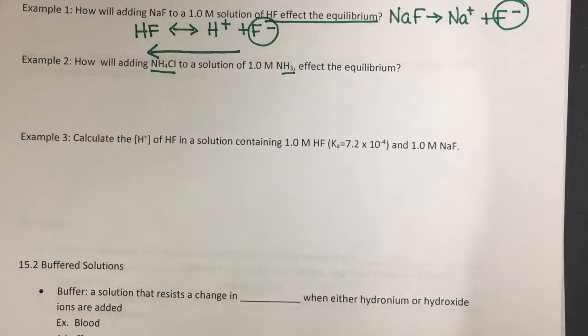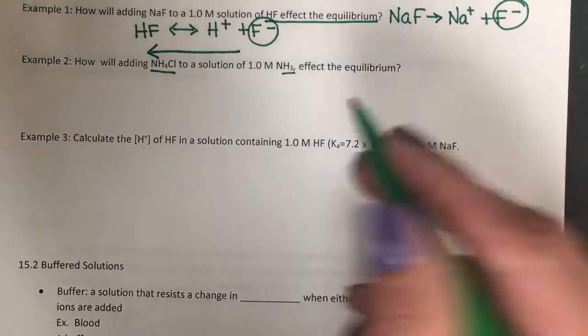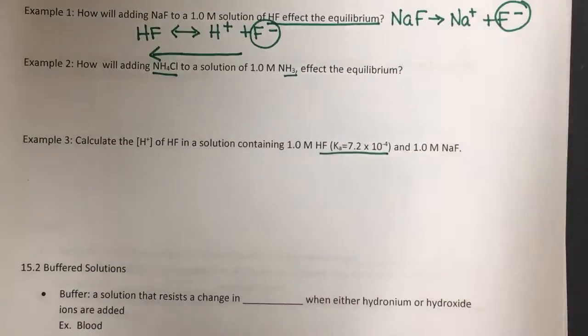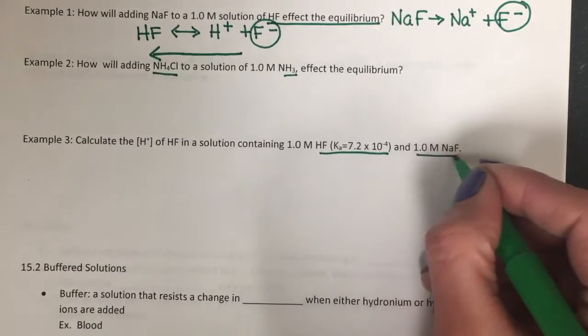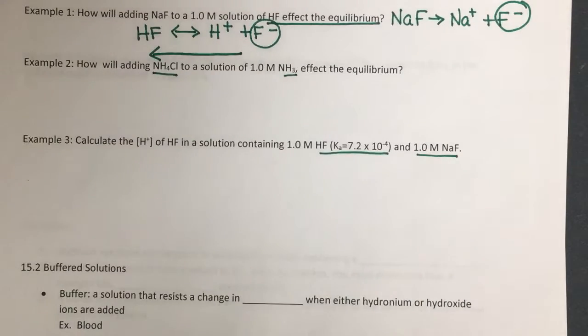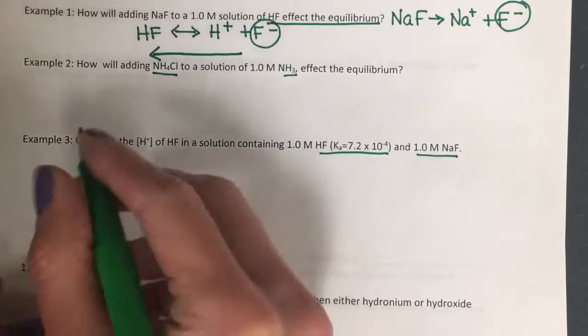Now, because adding a common ion shifts the equilibrium, it'll also change the concentrations. So here I'm actually asked to calculate the concentration of H plus in the HF solution. They give me my Ka for HF, and they tell me that I'm adding 1 molar NaF. So here's the way that this works. It's a little different than what we did before.